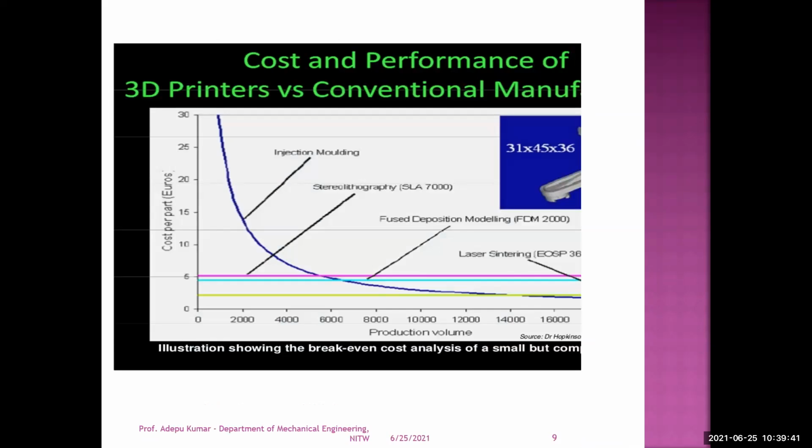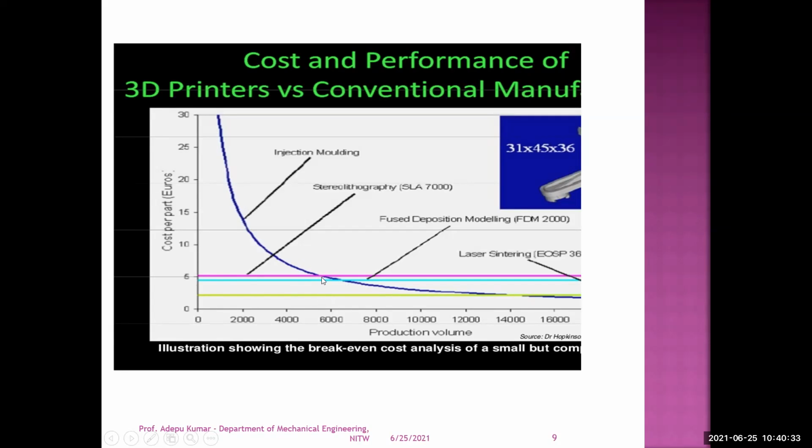Yeah, if you look at this chart, it gives a clear idea of when we use the additive manufacturing process and when we cannot. So for example, you take fused deposition modeling or laser sintering or stereolithography, all are horizontal lines. This is the conventional injection molding process. You are getting the graph of cost versus the number of components produced in a particular period. As the number of components increases, the cost per unit product is less.